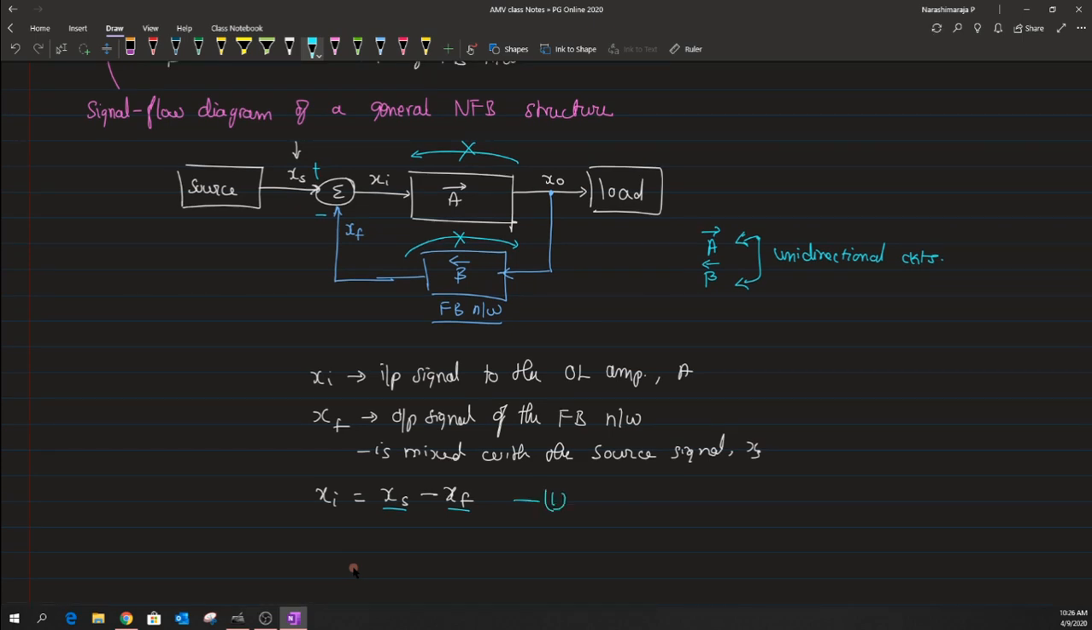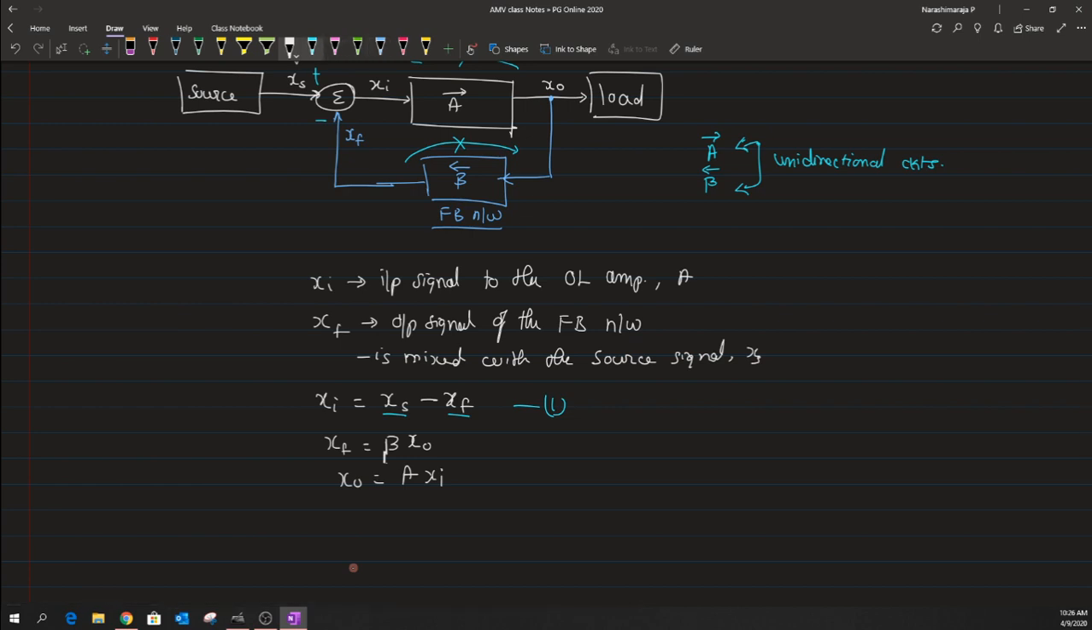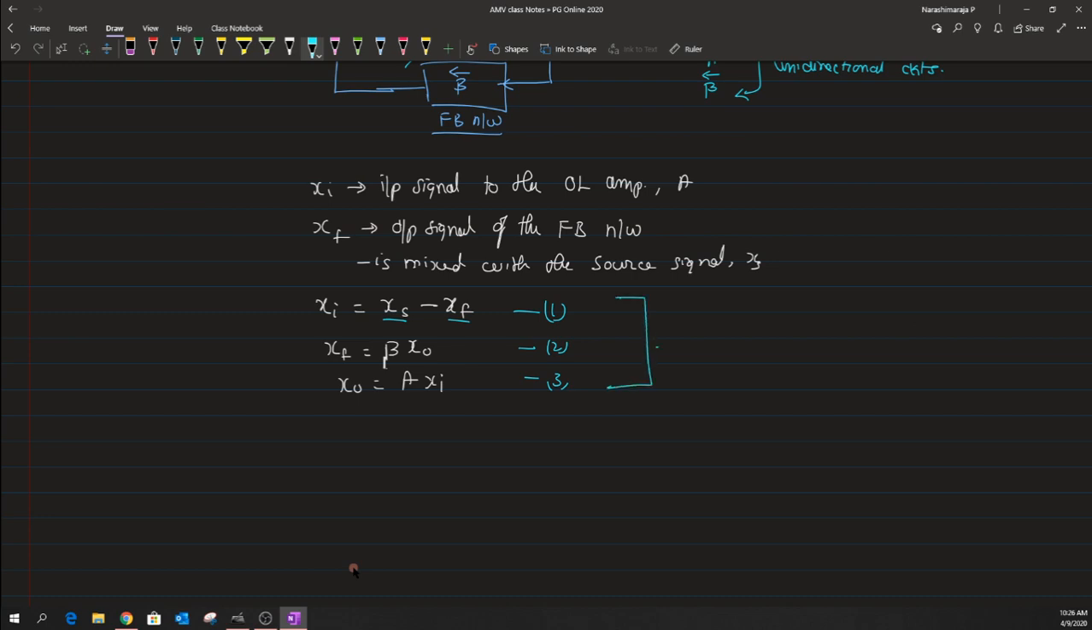Now I can also bring out a few other terms based on this circuit. This is one of the expressions, and one can also define others like xf, which is basically beta times x naught, because it samples the signal x naught and feeds it through this beta network to generate xf. And x naught, the output signal of the amplifier, is nothing but the product of the gain of the medium and the input to the medium. Using all these three equations, 1, 2 and 3, one could define the gain of the closed loop amplifier, as I stated earlier, that is A sub f as x naught output divided by the input.